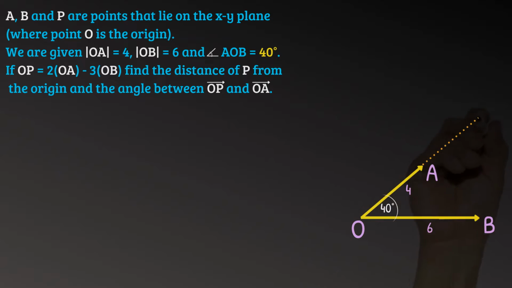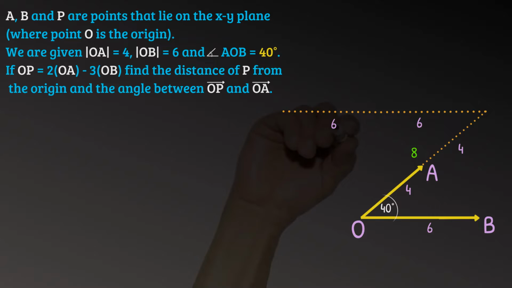So if we extend OA out another 4 units in the same direction, we'll have 2OA, and the length of that side will be 4 plus 4, which is 8. We then want to subtract 3OB, so we go in the opposite direction to OB, 6 units long, 3 times. And we know the length of this side is going to be 18.